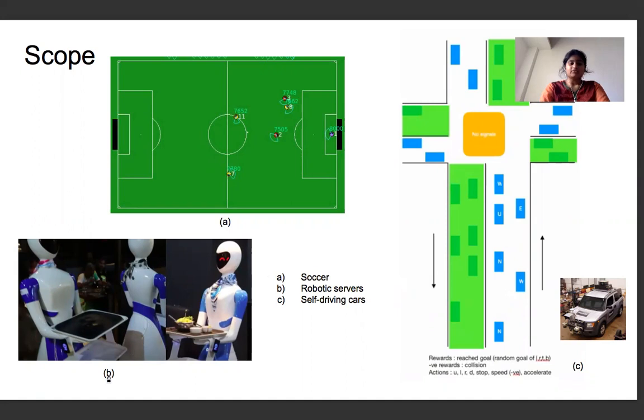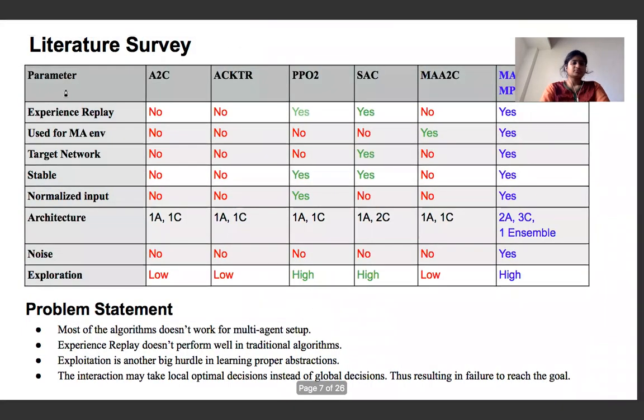Here in figure B, we can see robotic servers where these robots will interact with each other, so that no two robots serve the same table. In example C, we are showing a self-driving car. All the self-driving cars in a crossroad situation communicate with each other and cross the road so that no two cars collide with each other.